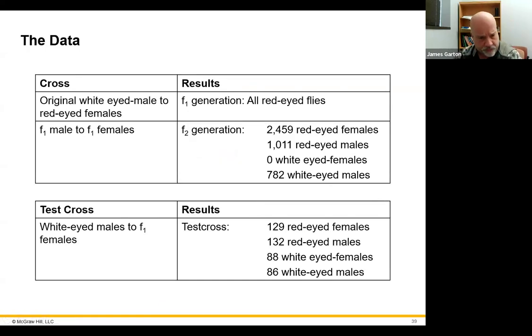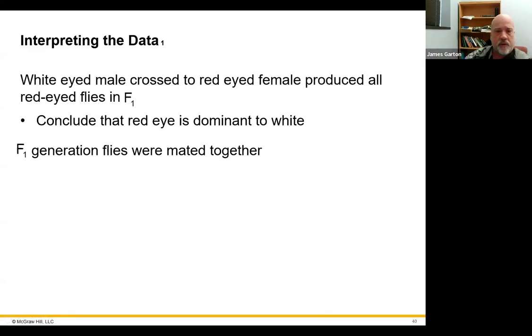And there are his actual numbers, crossing the white-eyed males with the F1 females down here, and he gets about a 1-to-1 ratio of red-eyed males and females, and a little less than that of white-eyed males and females. And these numbers are explained in a couple more slides. And so anyway, it was fairly easy to conclude that that particular white-eyed allele is recessive, and the red allele, which is wild type, is dominant.